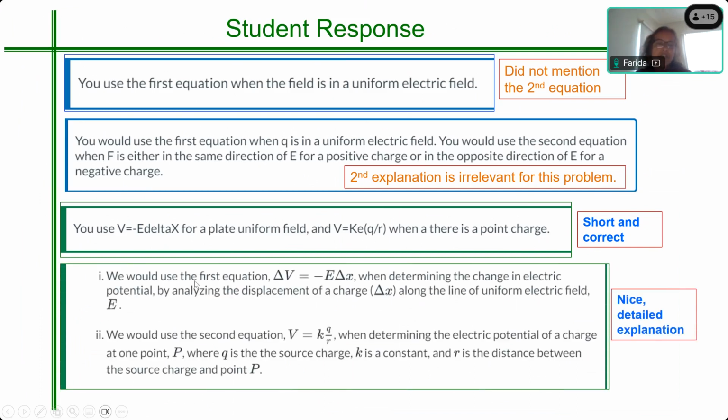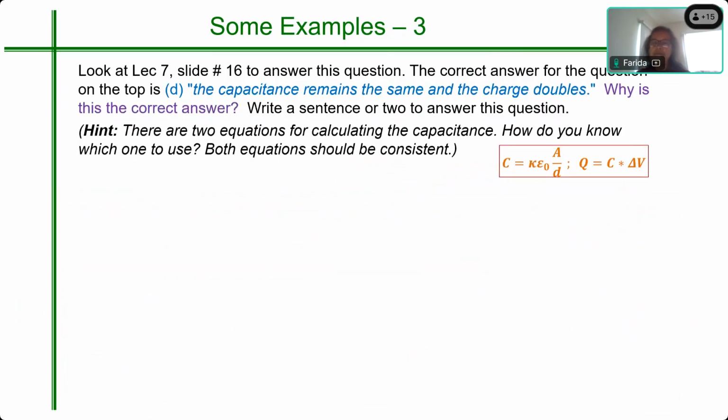And here is a nice answer. I like this one. This student says that you would use the first equation when you're determining change in electric potential by analyzing displacement along the line of uniform electric field. So this is a very nice explanation for that one. And you would use the second one for the electric potential of a charge at point P, where Q is the source charge, K is a constant, R is the distance from the source. This was a very nice explanation. We give full credit for both of these two, since they address both parts of the question.